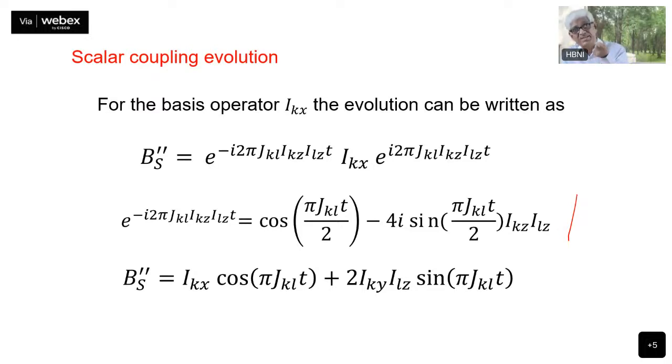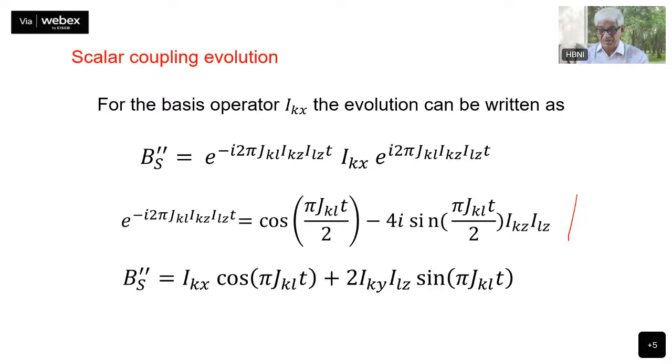Now the product operator means you have to use the direct product. These are 4 by 4 matrices, whereas in those cases it was a single 2 by 2 matrix. You can do that, but without going into that, we can simply use this formula: e to the minus i 2 pi J_kl I_kz I_lz t is equal to cosine(pi J_kl t) by 2 minus 4i sine(pi J_kl t) by 2 I_kz I_lz.